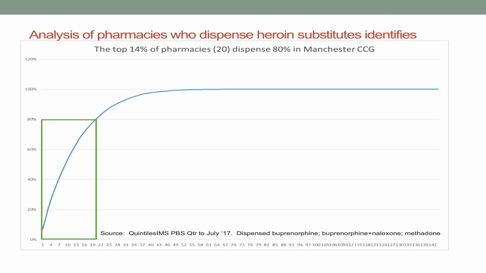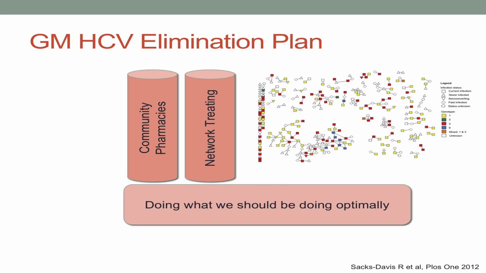And those individuals will never see me and never see one of my nurses and never see anyone but the pharmacist. Now, how do we know that it's about 60 pharmacies? Well, we've got data looking at, say, opiate substitution, or we could do needle exchange as well. So this is just one of our CCGs, Manchester CCG, and we know that 80% of the methadone and opiate substitution therapy is provided from just 20 pharmacies. So we can focus on those 20 pharmacies and the needle exchange pharmacies. We don't have to do every one. We've got to be sensible about this. So that's community pharmacies.